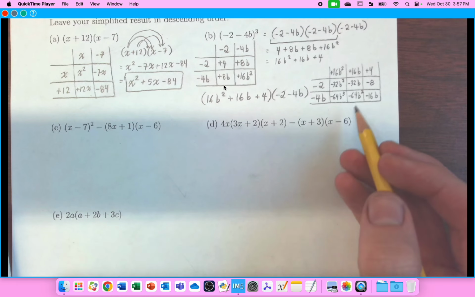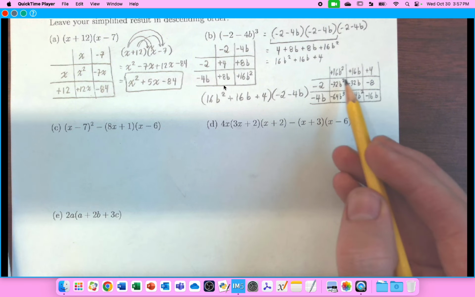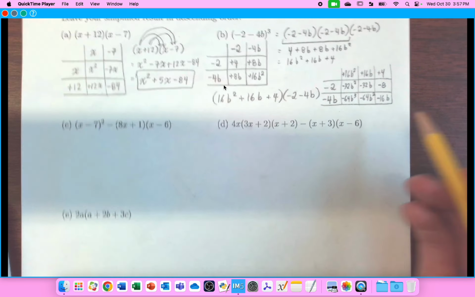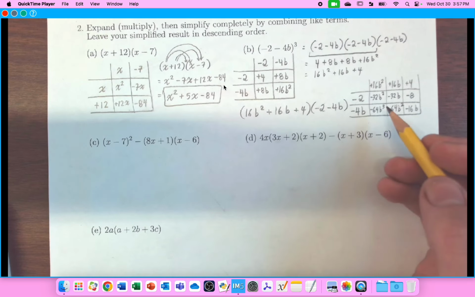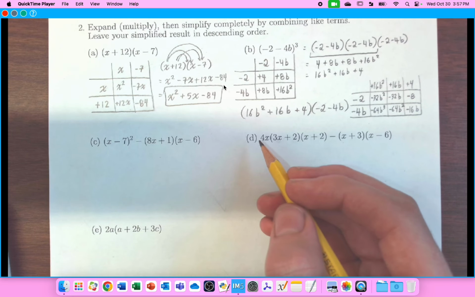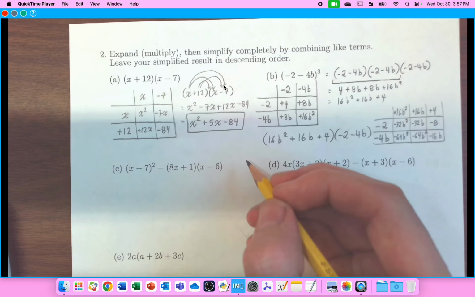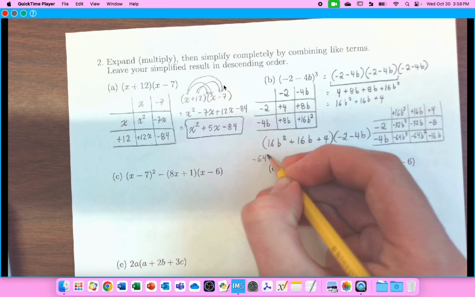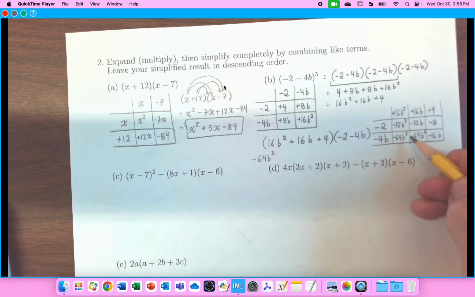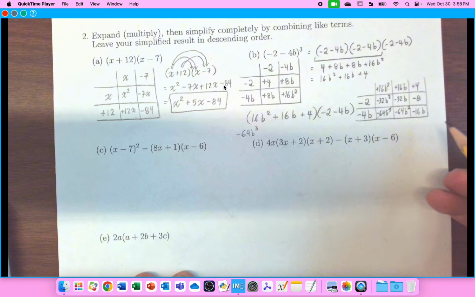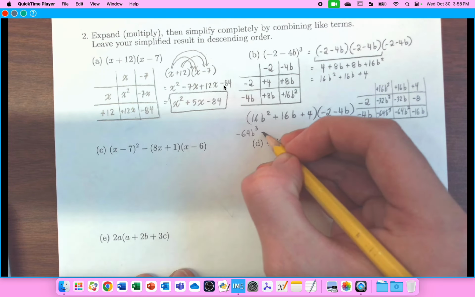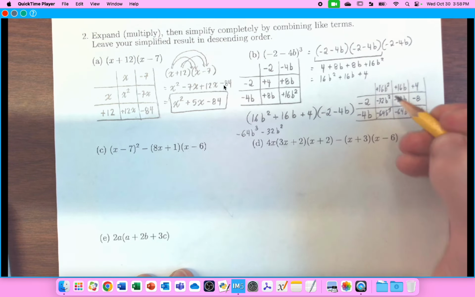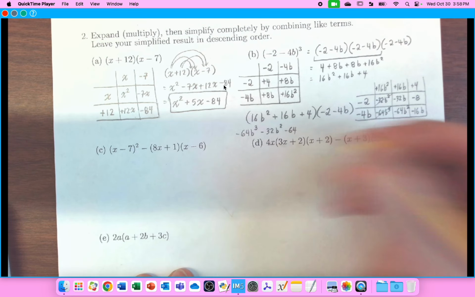So it's like, can I combine like terms? Well, I guess I'll just write out everything. I got this, just kind of lightly cross it out. Minus 32b squared. Kind of going in descending order right now, just so it's easier to organize later.